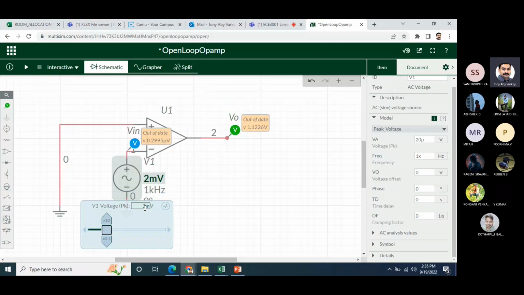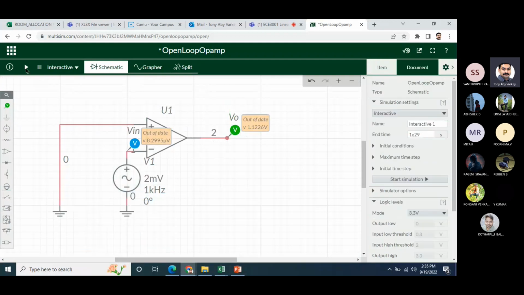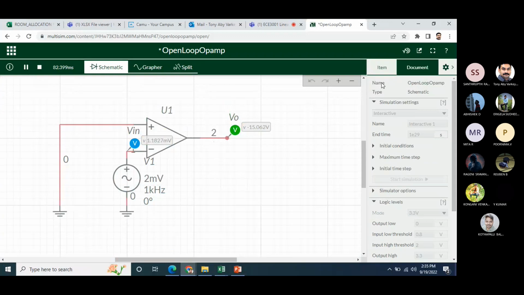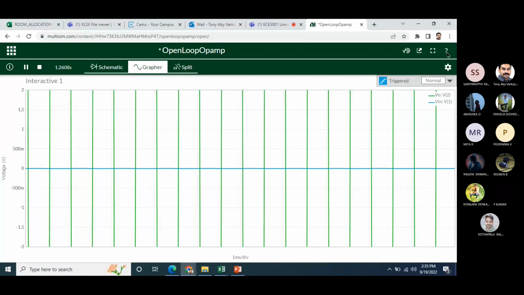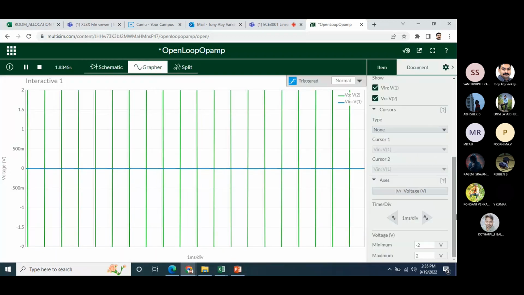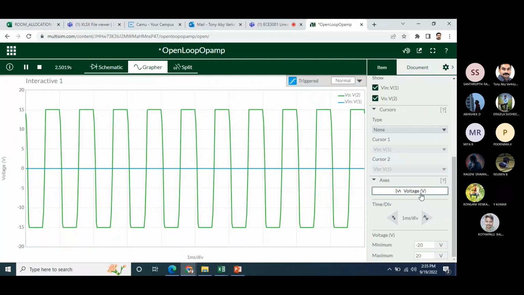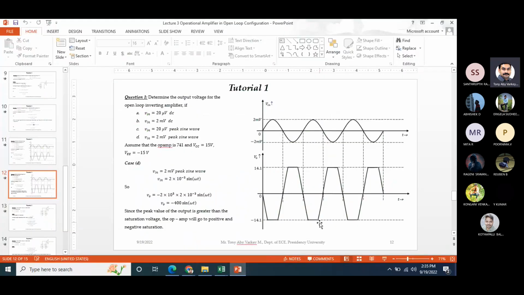So here I am giving 2 millivolt, you can see the waveform. See, it is going up to 15 only, then straight, which means it has gone to saturation. Again it is coming here, it is going to saturation. So it will be between positive saturation and negative saturation like this. Is it clear? Any doubt in this?